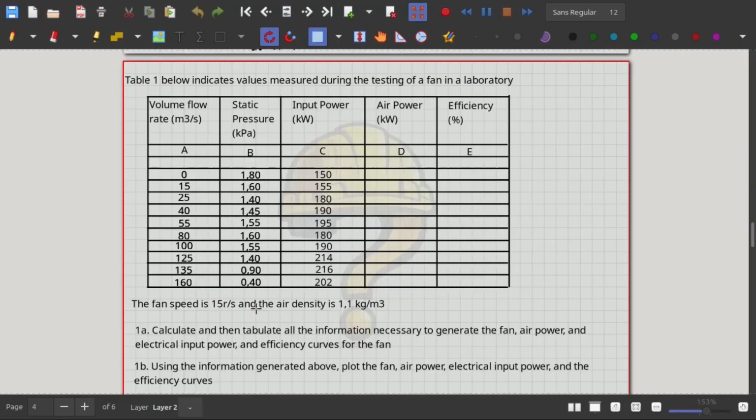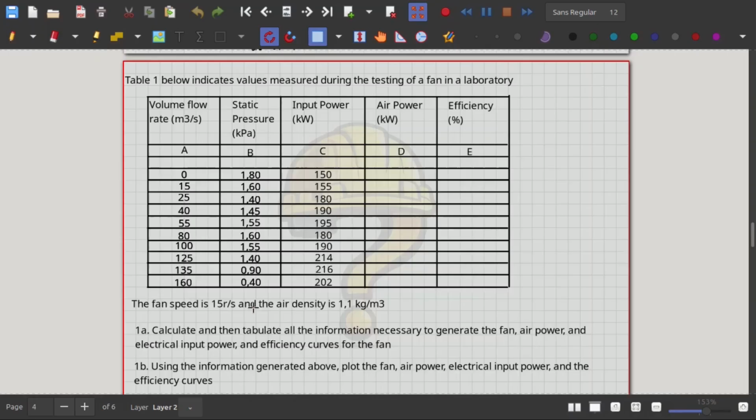Table 1 below indicates values measured during the testing of a fan in a laboratory. Understanding is much more important than saying it right. So this is a table that we have. Volume flow rate is given, static pressure, input pressure, and power efficiency. Those are blank and we're given the data there. So we've labeled our columns A, B, C, D, E to just simplify our calculations going forward.